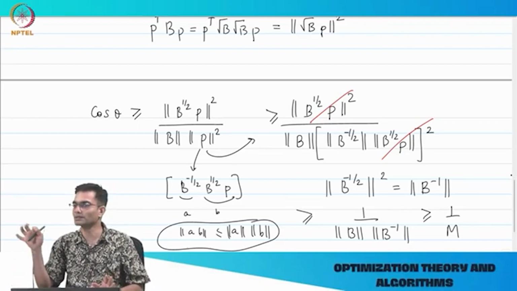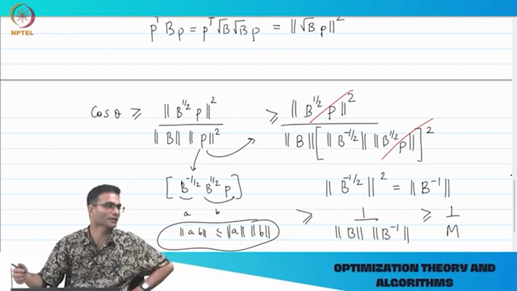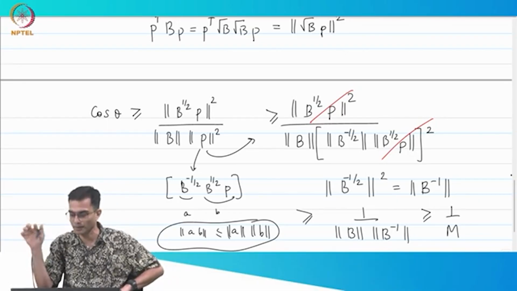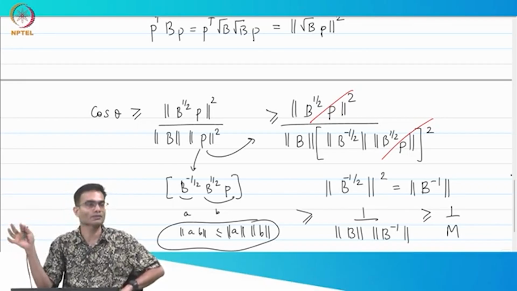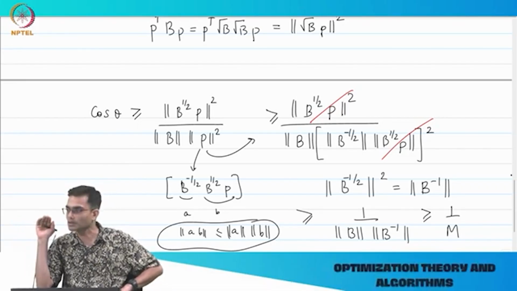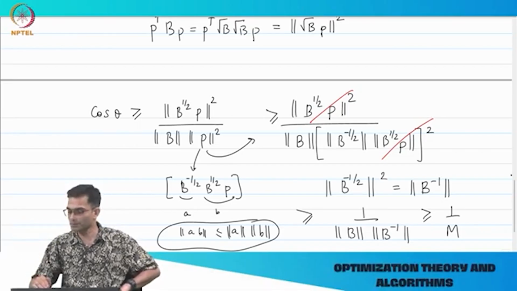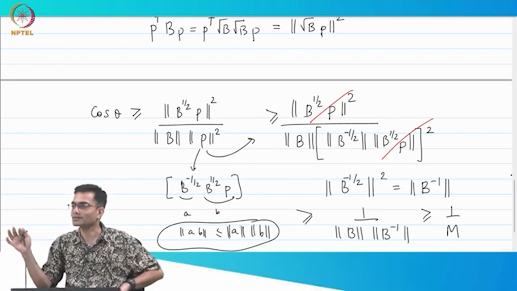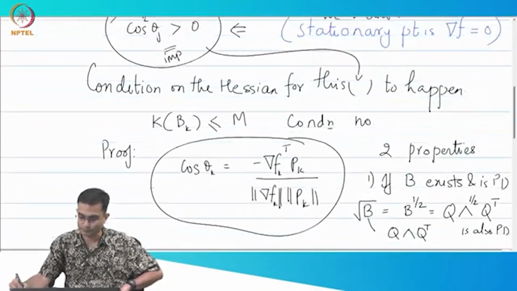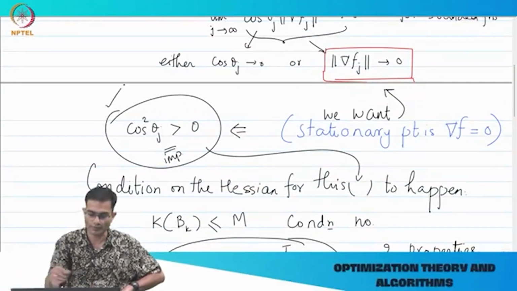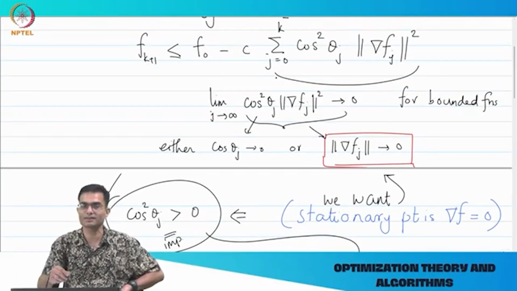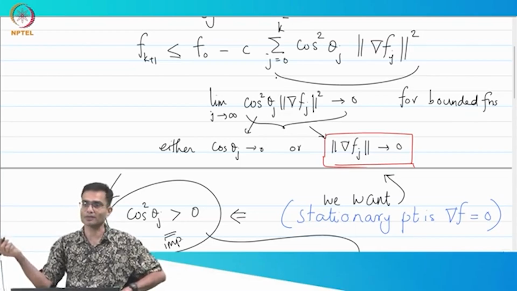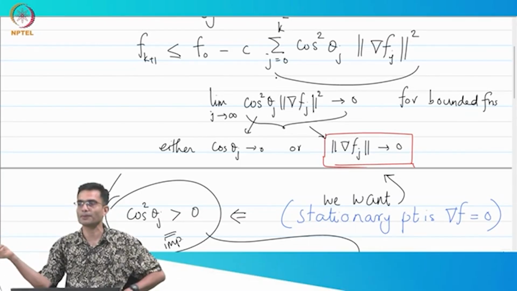If I was stuck with a p somewhere, then I'm in trouble because p could be anything depending on the iteration, right? Here I've managed to get it regardless of the direction p. I only got it in terms of b. Now, regardless of the iteration, if you tell me that the condition number is at max m, this condition will always be valid. That means cosine theta is always greater than 1 by m. If this is greater than 0, the only way this Zoutendijk condition is going to work is if grad f equals 0. And if grad f equals 0, that means I have arrived at a stationary point.